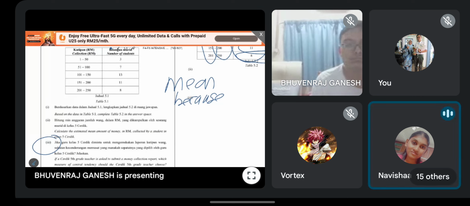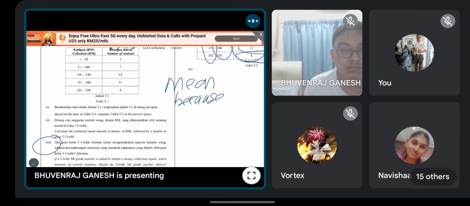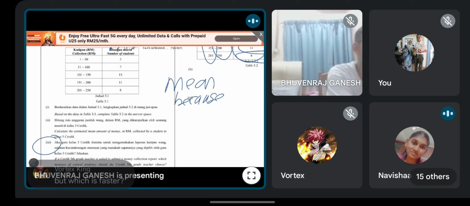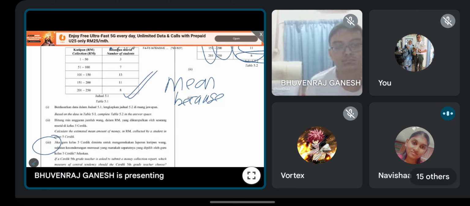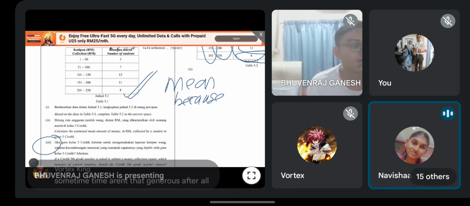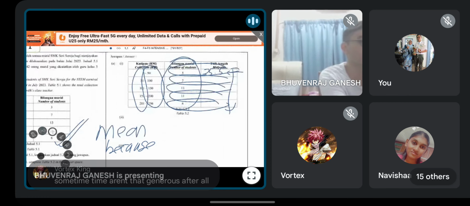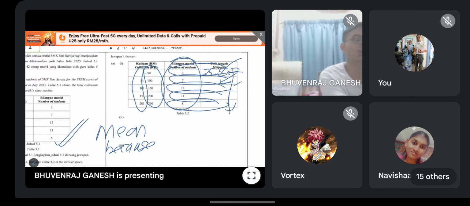If the jadual is given, they won't give the collection and the number of students. This whole thing is the question. Otherwise we have to make one more jadual by ourselves. This one, the question gives you the jadual only. You just need to fill in the empty space over here. Usually, no need to draw one. They will draw for you. Sometimes they're not generous, but hopefully not this time.